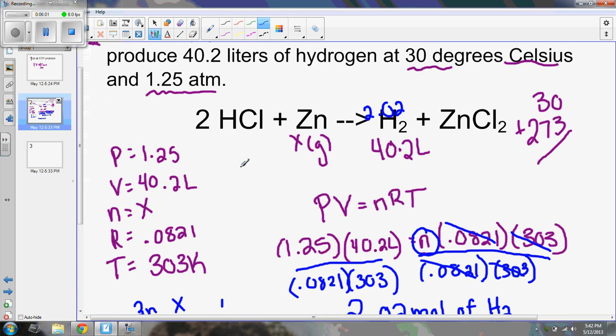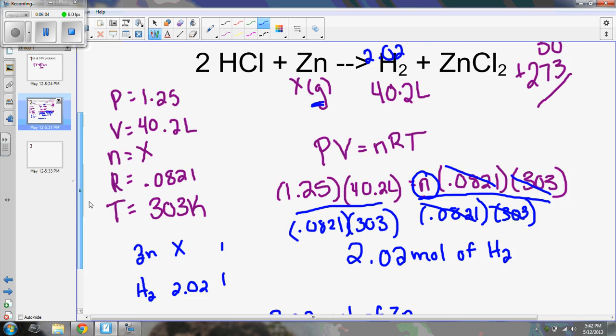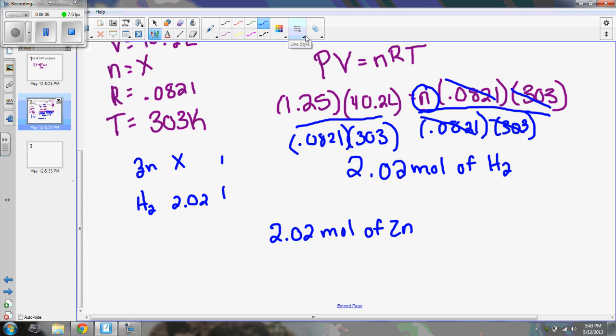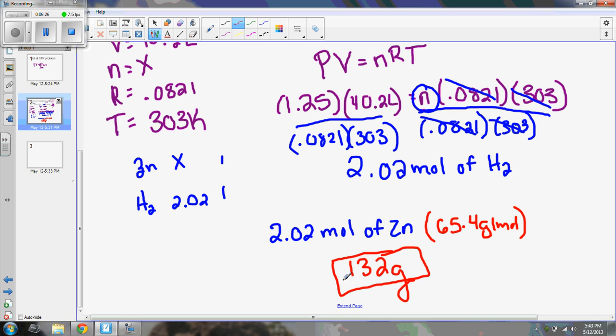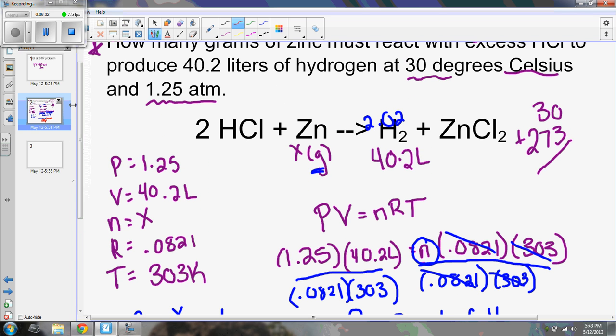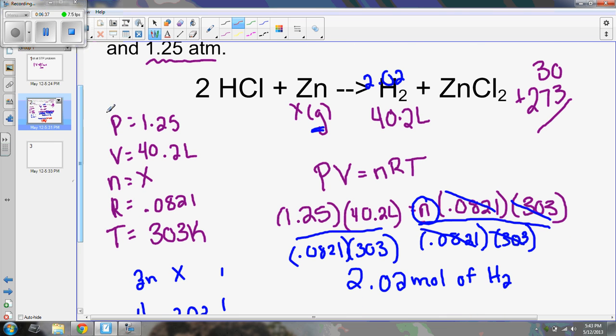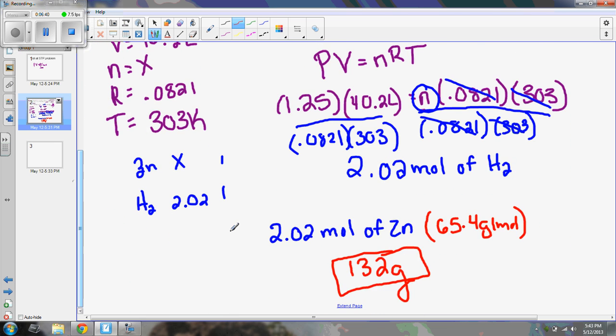My final answer needs to be in grams of zinc. So all I need to do is take moles, multiply by the molar mass of zinc, which is 65.4 grams per mole. And I'm left with 132 grams as my final answer. 3 sig figs. A lot of work plugging in PV equals nRT. But once you get that PV equals nRT, then it's just solving like any other stoichiometry problem would be.